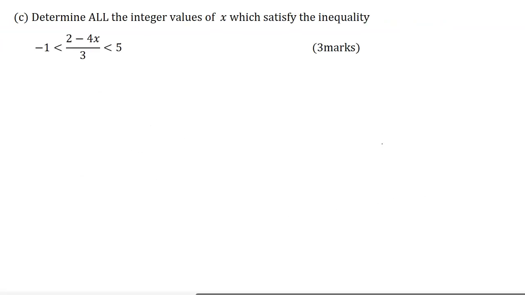Part C. Determine all the integer values of x which satisfy the inequality minus 1 is less than 2 minus 4x all over 3, which is less than 5 for 3 marks. So you see this 3 here? I want to get rid of it in the inequality, and I will do so by multiplying throughout by 3. So multiplying throughout by 3.